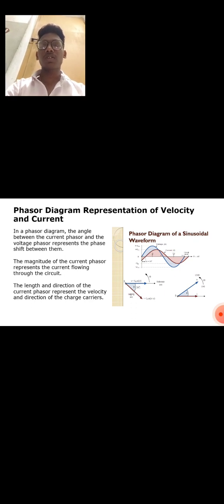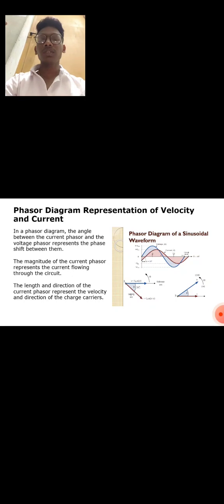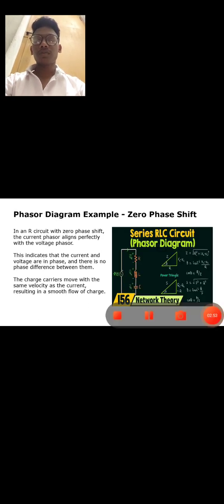Phasor diagram representation of voltage and current. In a phasor diagram, the angle between the current phasor and the voltage phasor represents the phase shift between them. The magnitude of the current phasor represents the current flowing through the circuit. The length and direction of the current phasor represent the magnitude and direction of the charge carriers. Phasor diagram examples.